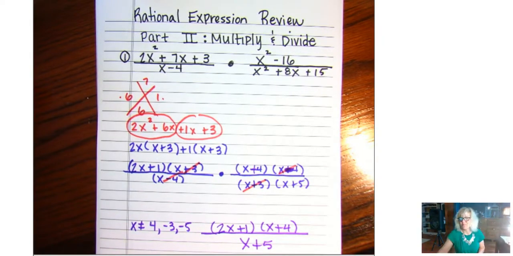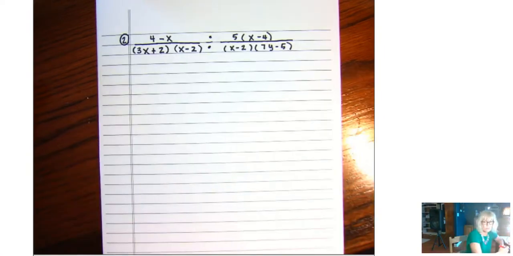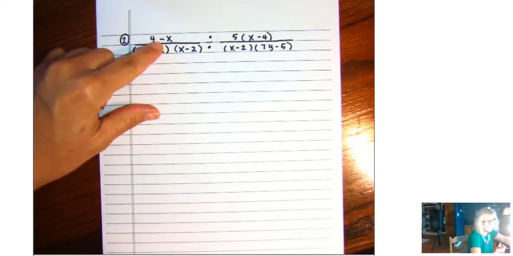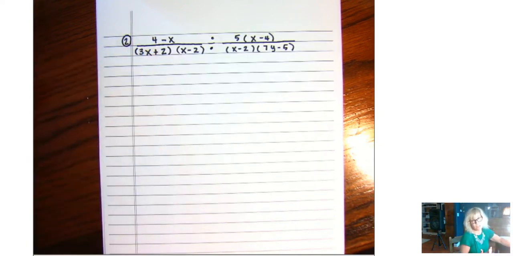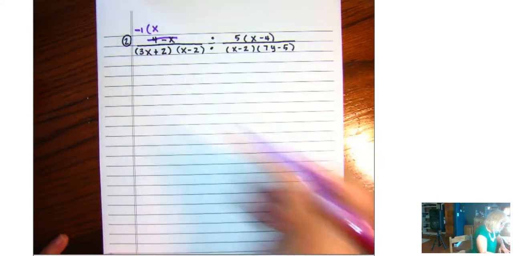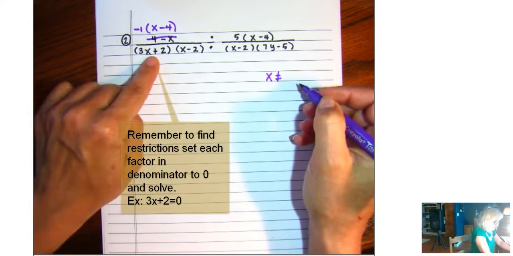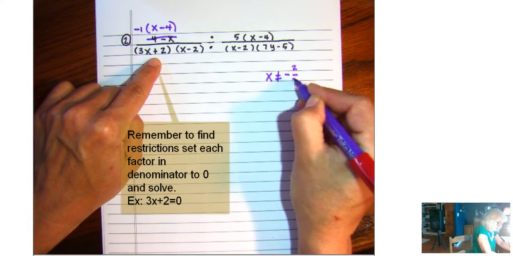Okay, so let's continue and take a look at our next example. Guys, remember when you do this stuff, you can't really have a negative x. If you have a negative x, you need to factor out a negative 1. So this is going to change into negative 1, and then the x is now positive, and the 4 is now a negative. Before I continue, right now, I know that x cannot equal a negative 2/3.